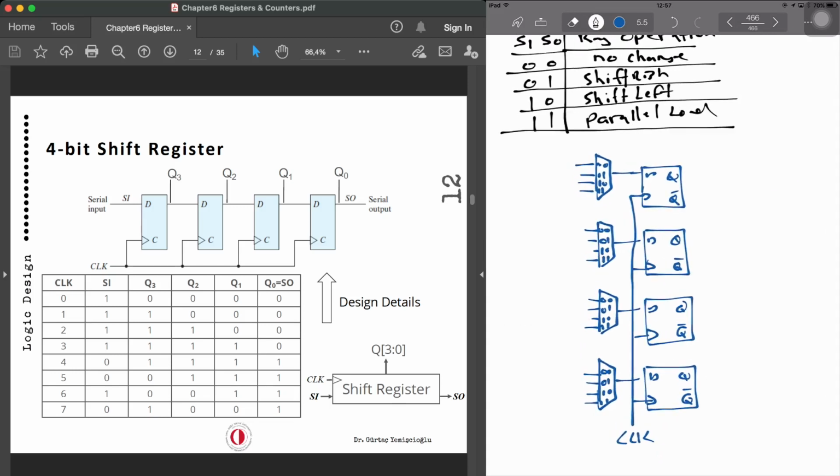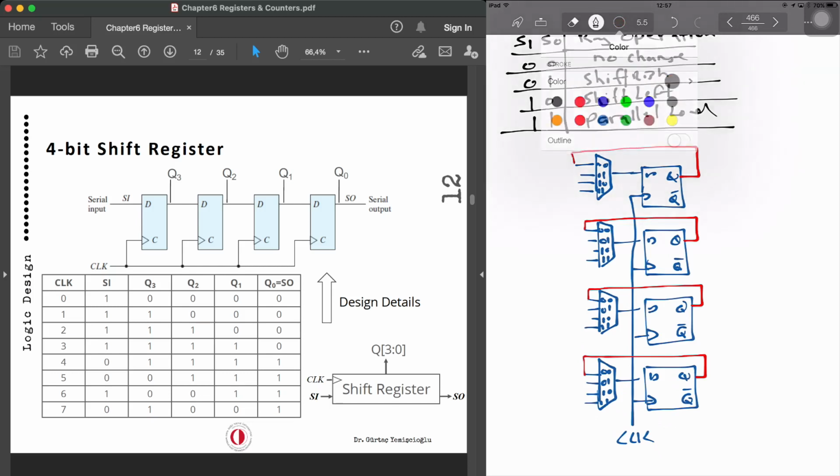Now, S1 S0 = 00 is no change. That means, I'll use a different color, when it is 00, we are actually feeding back the previous values. So feeding back each of those previous values, that is the hold for the flip-flop. Now, when it is shift right and shift left, we are just going to have it from one output to the other.